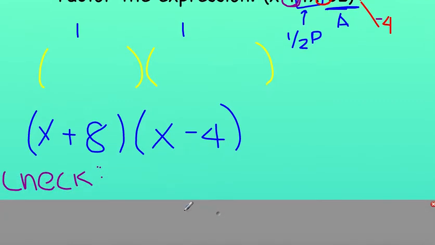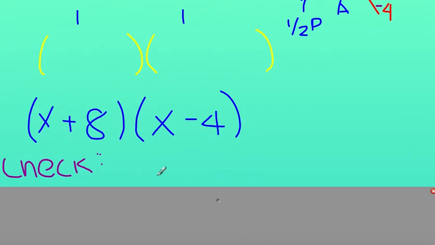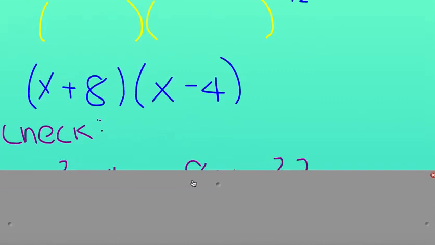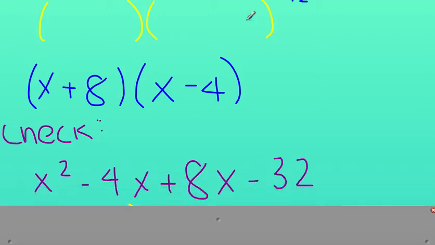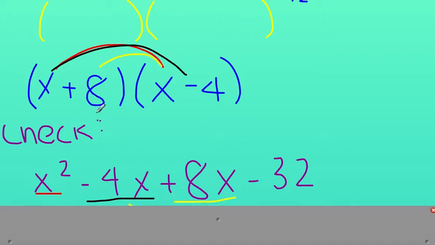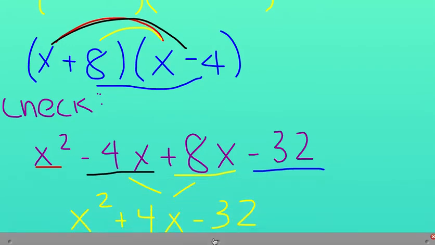So now, yay, we were able to figure out what our factors were in our binomials. So let's go ahead and check. When I FOIL this, I get x squared down here, and then I get negative 4x. When I do it again, I'm going to get an 8x here, and then when I do my last step, I'm going to get a negative 32. So when I combine like terms, my final answer is going to be x squared plus 4x minus 32.